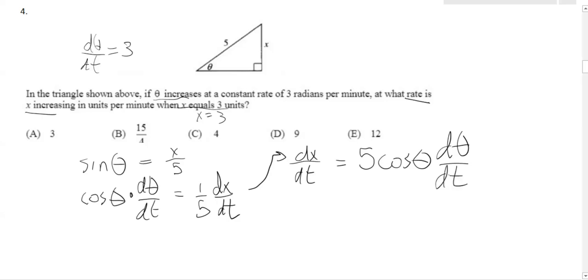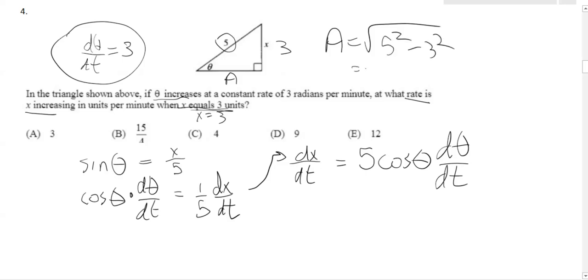Now, we know d theta dt because they gave it to us. It's 3. But we don't know cosine. Now, from the triangle, cosine is adjacent over hypotenuse. So if x equals 3, then a is going to be the square root of 5 squared minus 3 squared, which is square root of 25 minus 9, or 16, which gives us 4. So a is 4. That's that side. And then cosine is going to be adjacent over hypotenuse. So we have 5 times 4 over 5 times 3, which is going to be 12, which is choice E for that one.